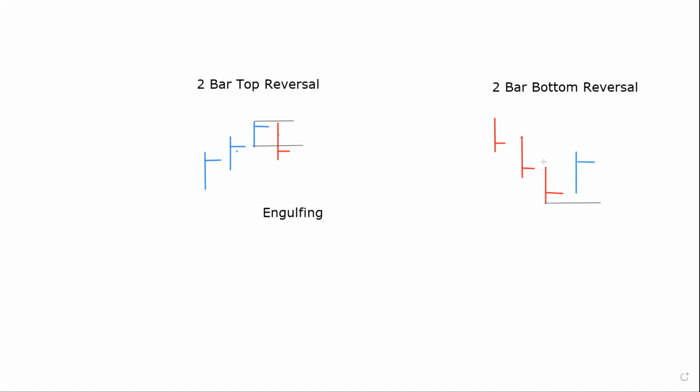but it must close above the high of the previous bar. Okay, understand? And this is known as, let's suppose, bearish engulfing. In candlestick, we call it bearish engulfing. This one is bullish engulfing.